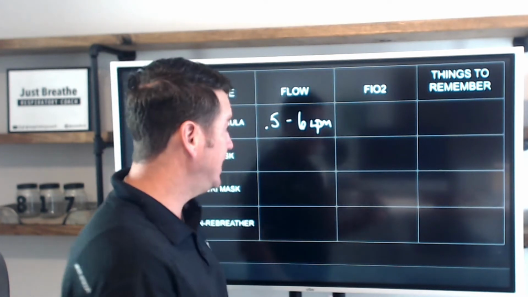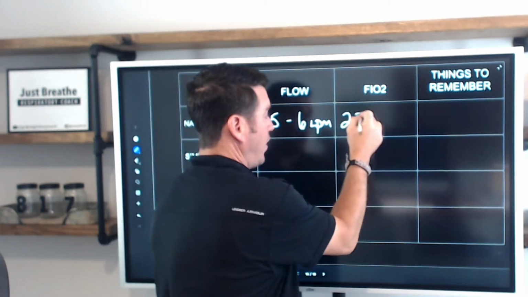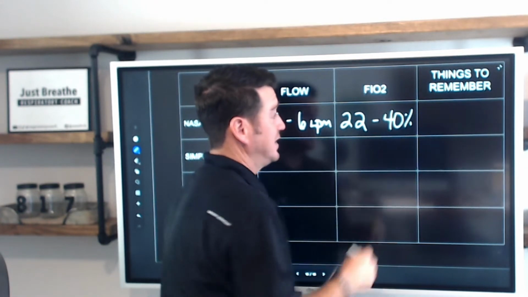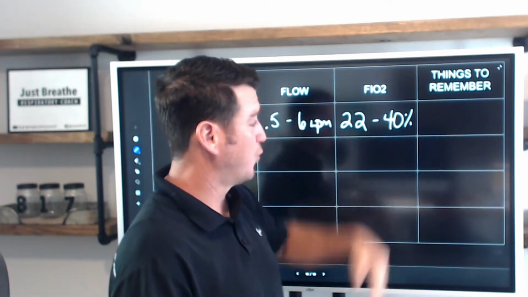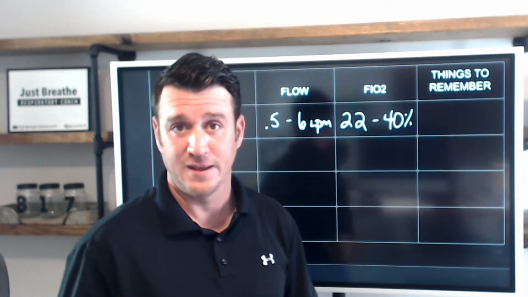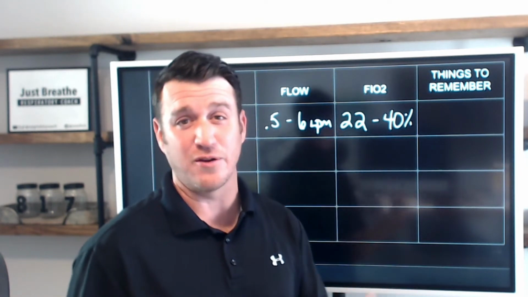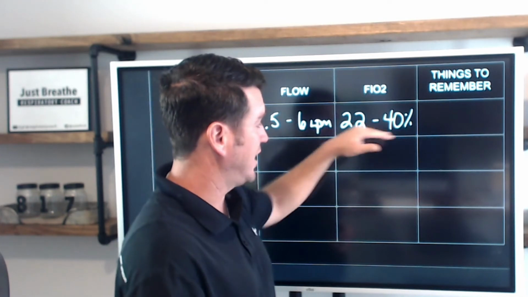Now, this flow of oxygen delivers approximately 20 to 40% oxygen. So your FiO2 is actually 0.22 up to 40%. Maybe you can get up to around 44%, slightly higher than 40%. For the most part, you can tell we're going to be giving low percentages of oxygen here.